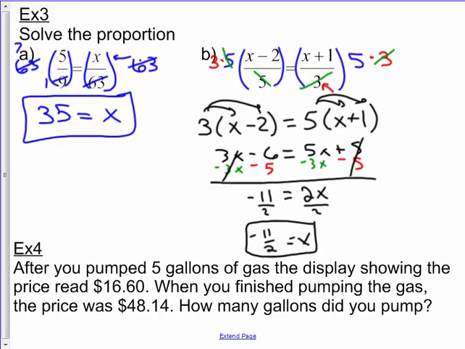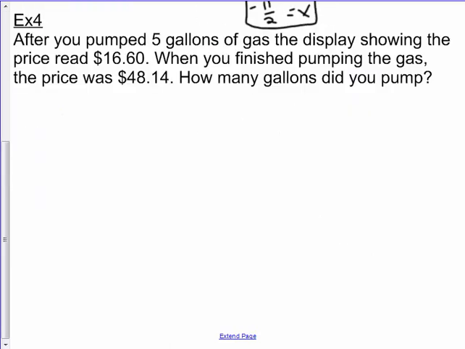Our last example, pumping gas. In this one, instead of being given the proportion, we're going to have to create it. The key when we're creating proportions is this: you have to be consistent with your units. So I'm going to create a ratio, or a rate, on the left-hand side. The rate that I'm going to use is $16.60 to 5 gallons.